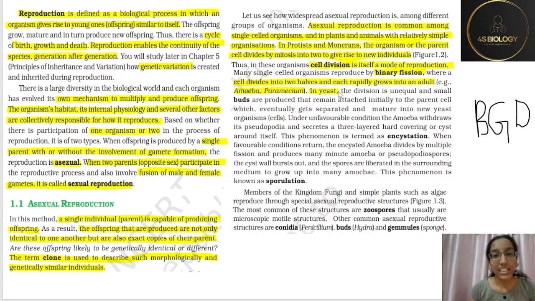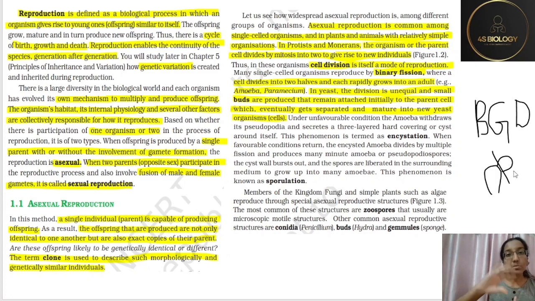Next, in yeast ಅಲ್ಲಿ ಏನಾಗುತ್ತೆ, the division is unequal and small buds are produced that remain attached initially to the parent cell, which eventually get separated and mature into new yeast organisms. So the next example, yeast ಅಲ್ಲಿ ಏನಾಗುತ್ತೆ, there is a parent bud like this. ಇದ್ರ ಮೇಲೆ ಇನ್ನೊಂದು ಬಡ್ ಗ್ರೋ ಆಗುತ್ತೆ. This will be attached to the parent for some time. After some time it breaks, they separate and it will form a new individual.